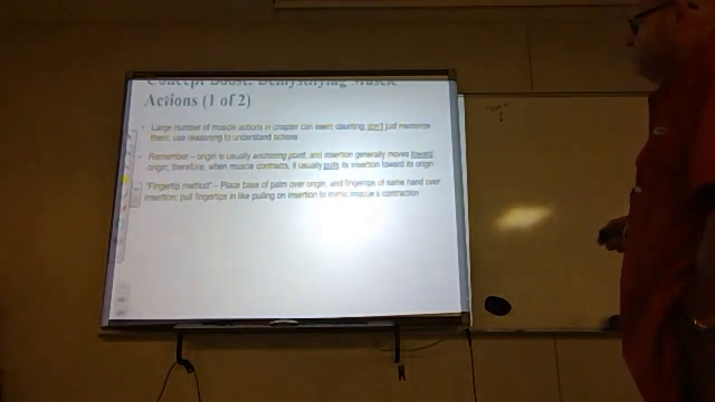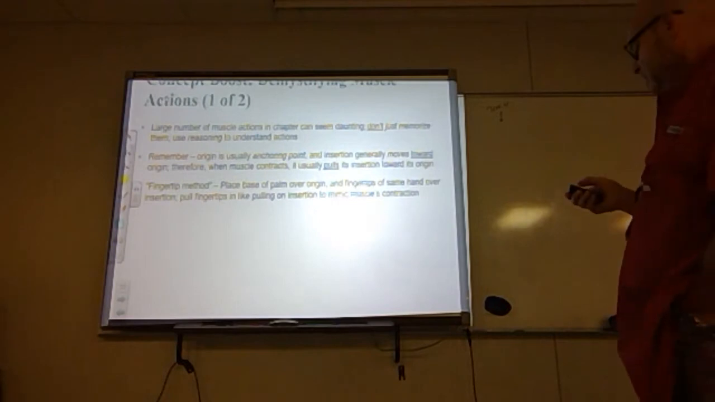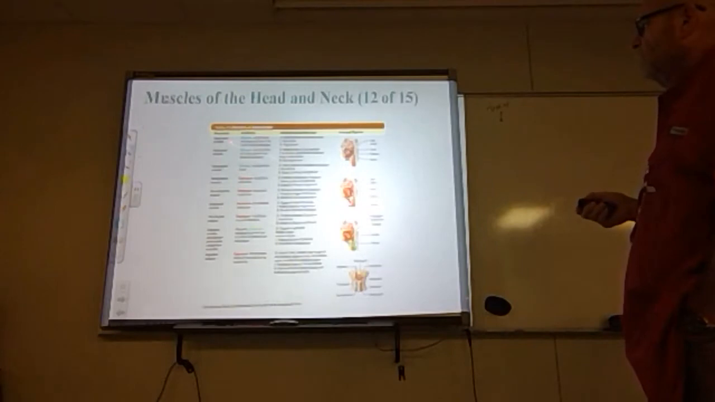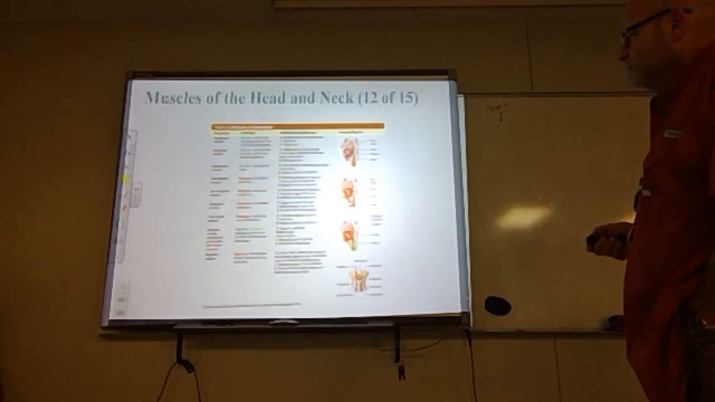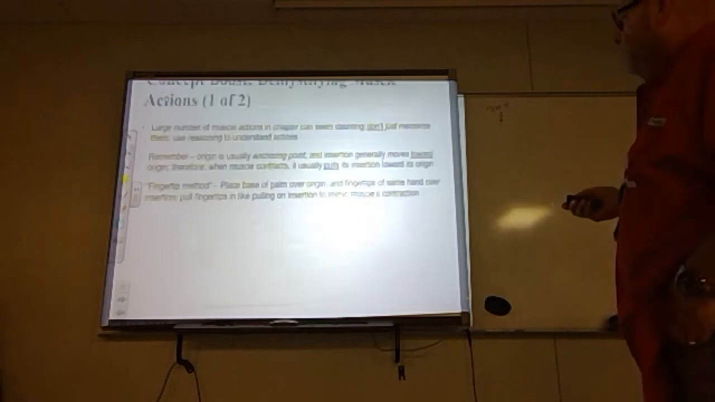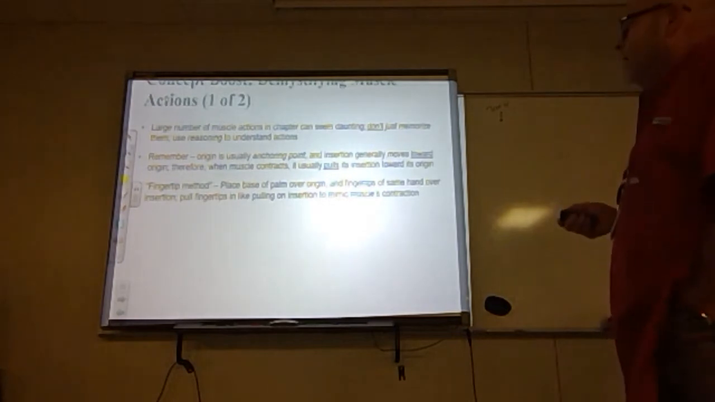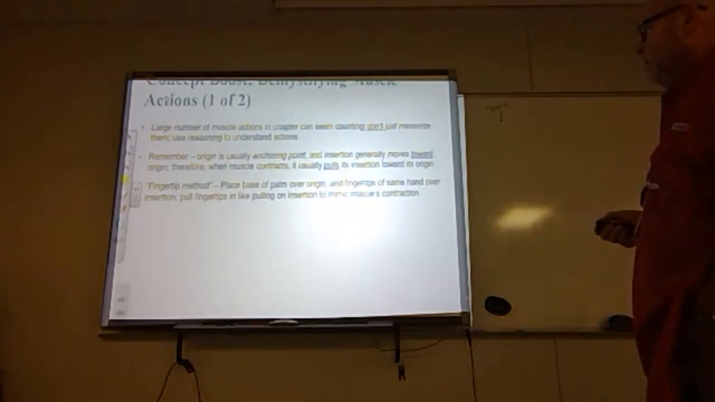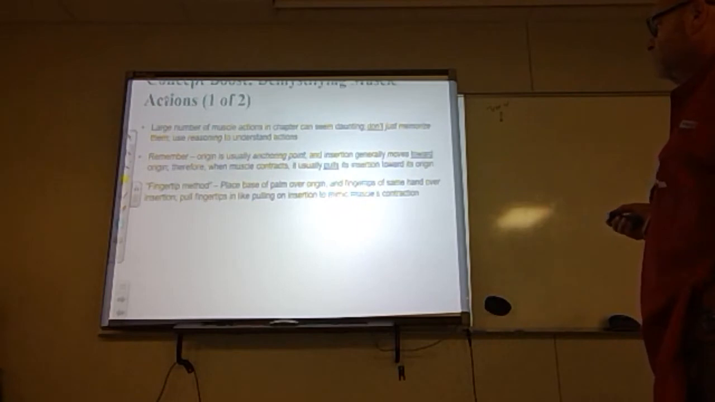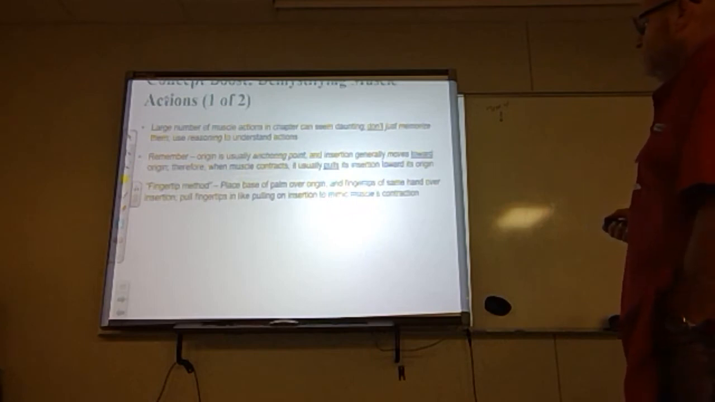Large numbers of muscle actions in the chapter can seem daunting. Don't just memorize, use reasoning to understand their actions. So again, when you go back here, some of these muscles are going to be called middle, lateral, inferior pharyngeal constrictor. And that means they're going to be constricting, they're going to squeeze. Look at their names and see if you can get some type of understanding. Remember, the origin is the anchoring point most often. The insertion usually moves toward the origin. Therefore, when a muscle contracts, it usually pulls its insertion toward its origin.